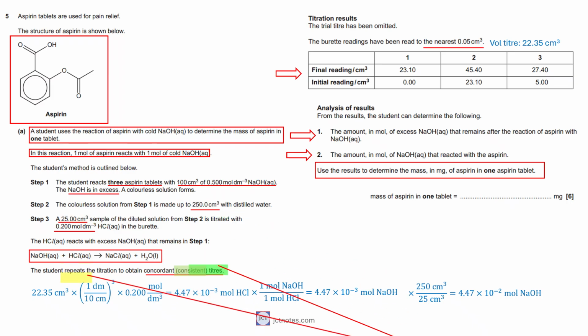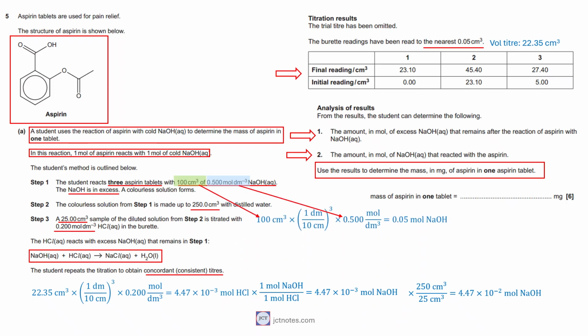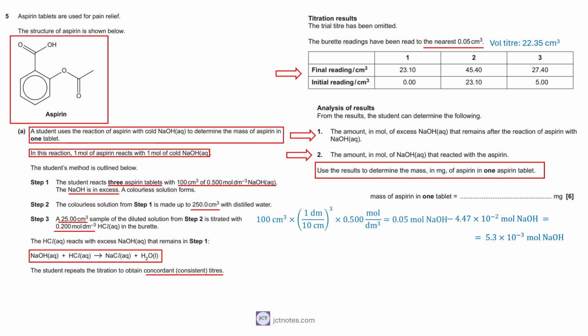We initially added 100 cubic centimeters of 0.5 moles per cubic decimeter sodium hydroxide solution. This corresponds to 0.05 moles of sodium hydroxide added. Subtracting the 4.47 by 10 to the power of -2 moles of sodium hydroxide remaining from the 0.05 moles originally added gives 5.3 by 10 to the power of -3 moles. Therefore, the number of moles of sodium hydroxide neutralized by the 3 aspirin tablets is 5.3 times 10 to the power of -3 moles.